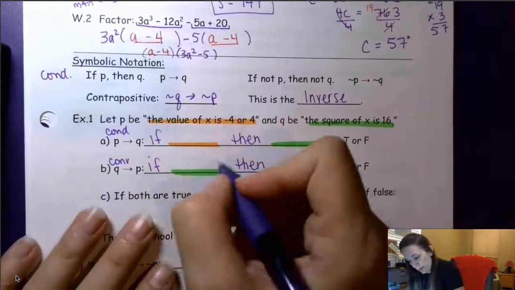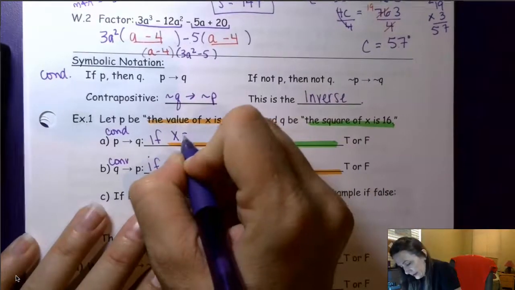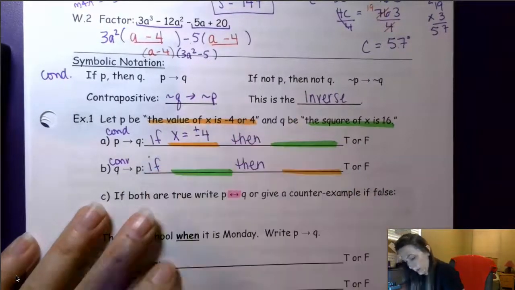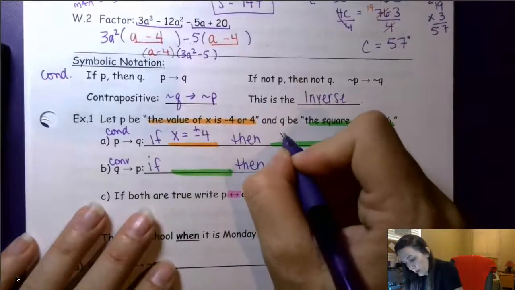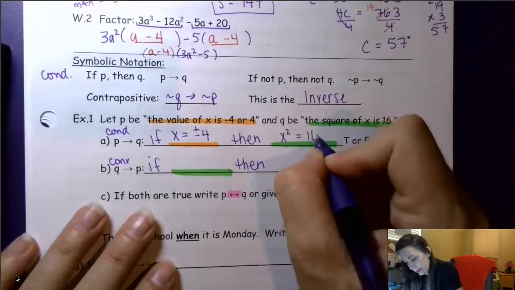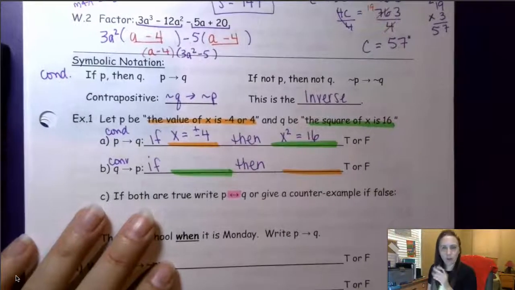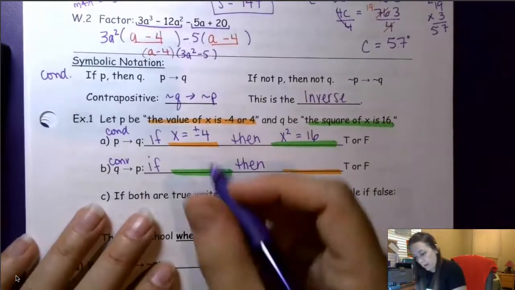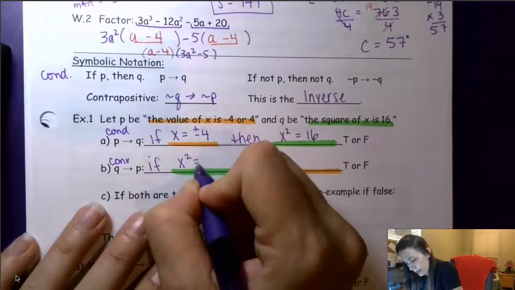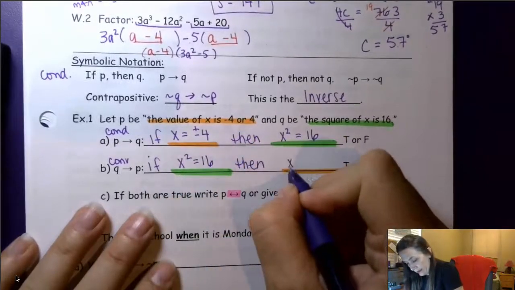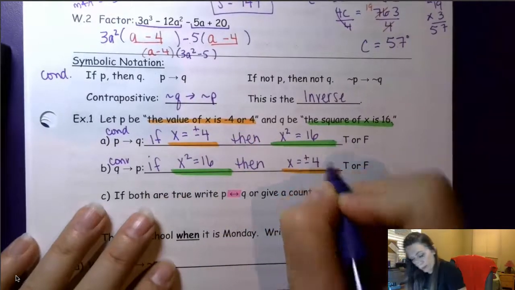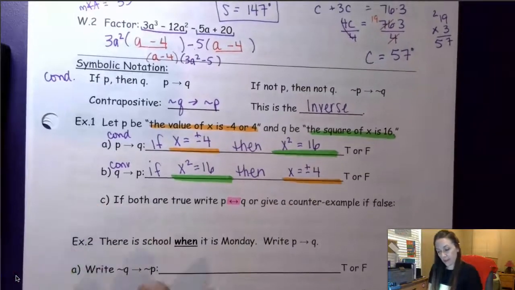If, and I'm going to write it this way, if x is equal to plus or minus 4, then the square of x is equal to 16. That makes it a little bit nicer to write, actually. If x squared is equal to 16, then x is equal to plus or minus 4. Now I have to decide if these are true or false.